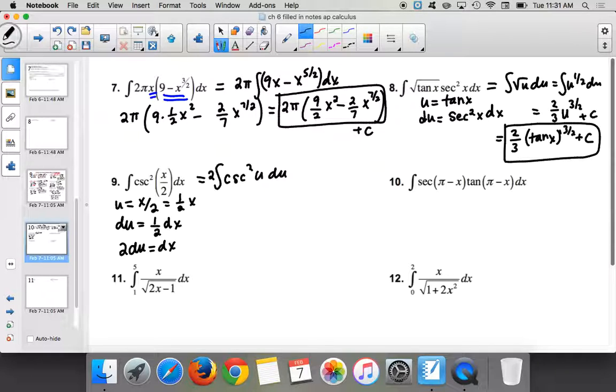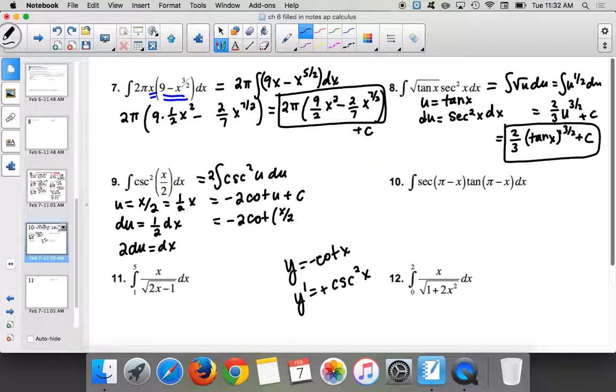All right, so cosecant squared u. You know how to take the derivative of something to get negative cosecant squared. So remember on your derivative drills, what gave you a negative cosecant squared? It was cotangent. So if I want this to be a positive cosecant squared, it's negative cotangent. So this is negative 2 cotangent of u plus c, which is negative 2 cotangent of x over 2 plus c.